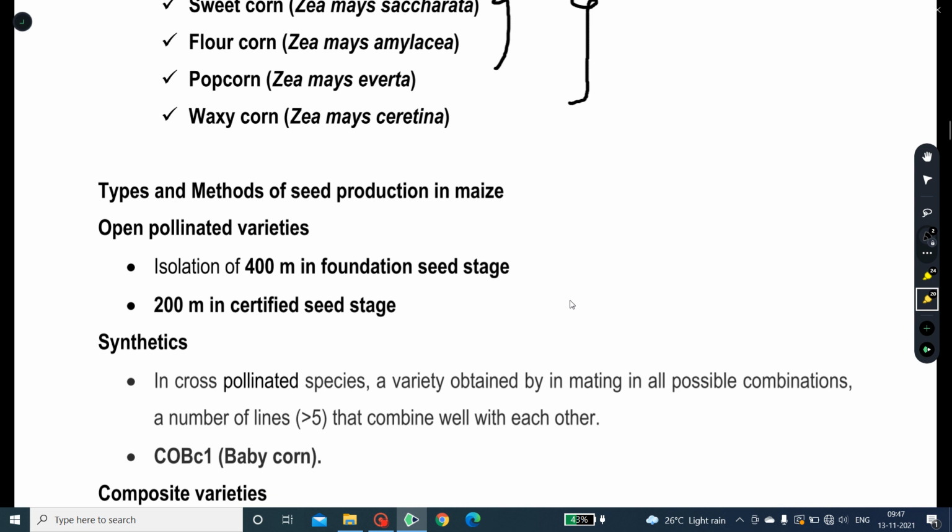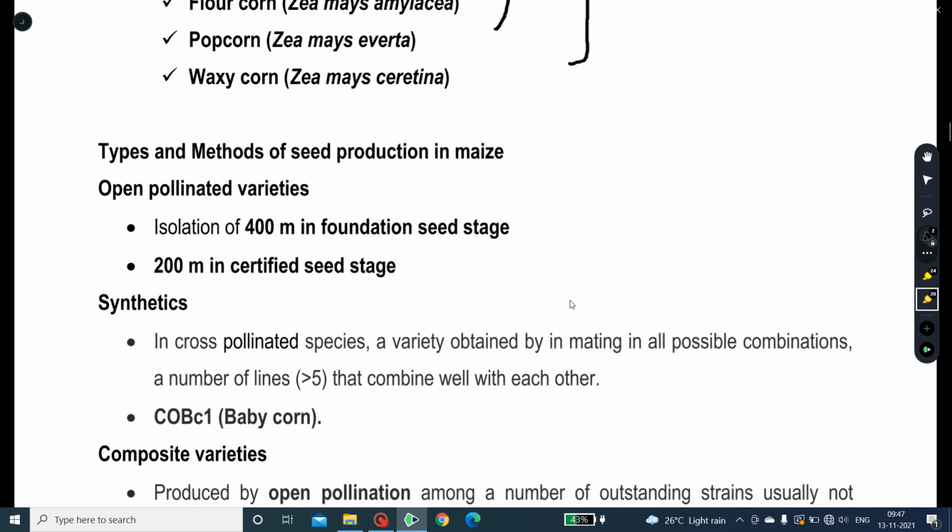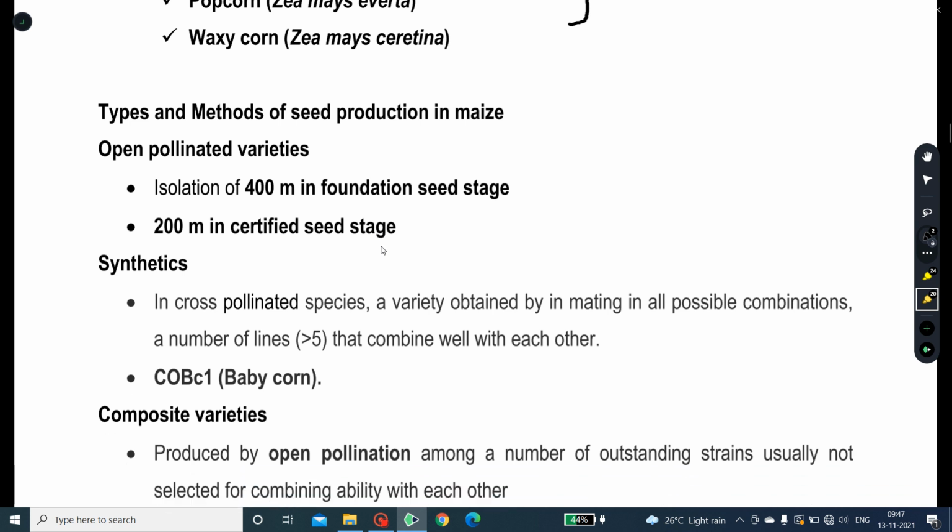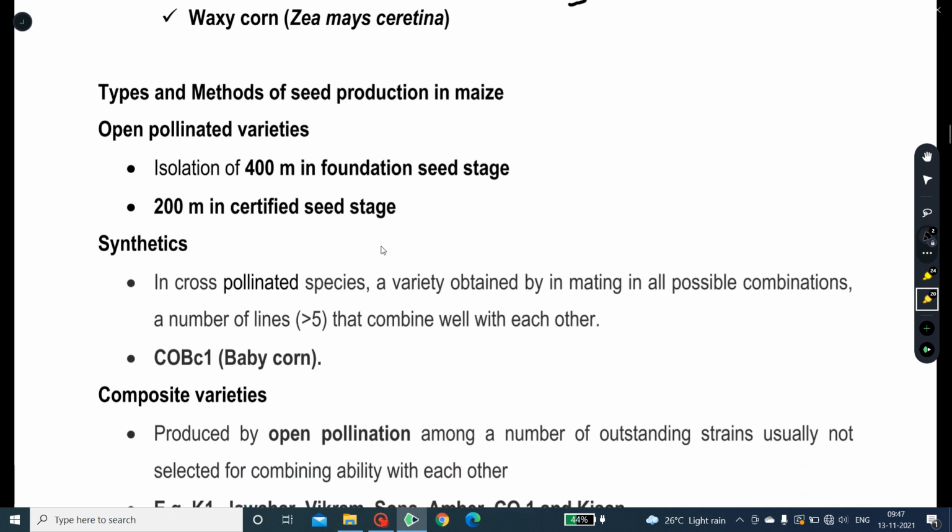In maize there are different types and methods of seed production. Open pollinated varieties, synthetics, composites and hybrids are available in case of maize crop. The first one is open pollinated varieties. Here the varieties are raised under isolation of 400 meters in case of foundation seed and 200 meters in case of certified seed, and the plants are allowed to openly pollinate among themselves and set seed.